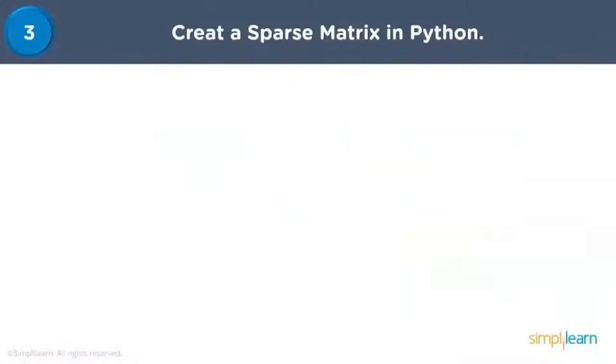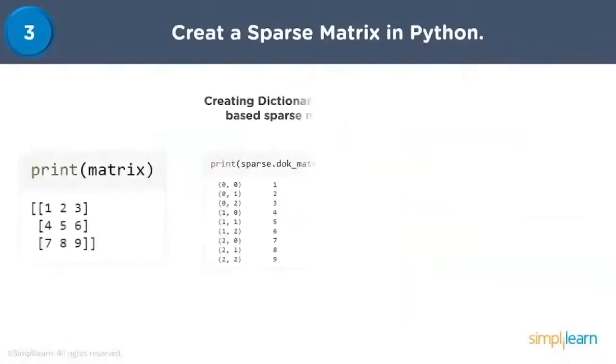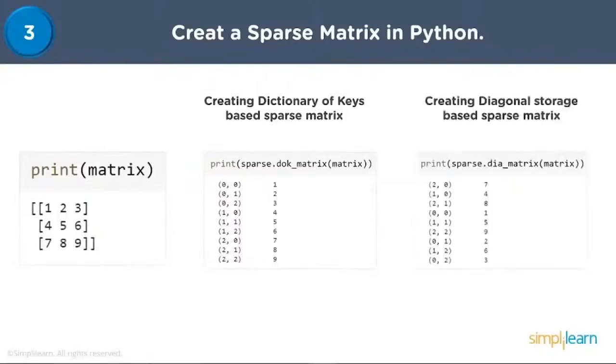So the question is, create a sparse matrix in Python. Now in numerical analysis, a sparse matrix or a sparse array is a matrix in which most of the elements are 0. Now there are multiple ways to create a sparse matrix. I'll show you two ways to create a sparse matrix. So let me take you to my Jupyter notebook, where I'll create a matrix first, and then we'll see how to create sparse matrix out of it.